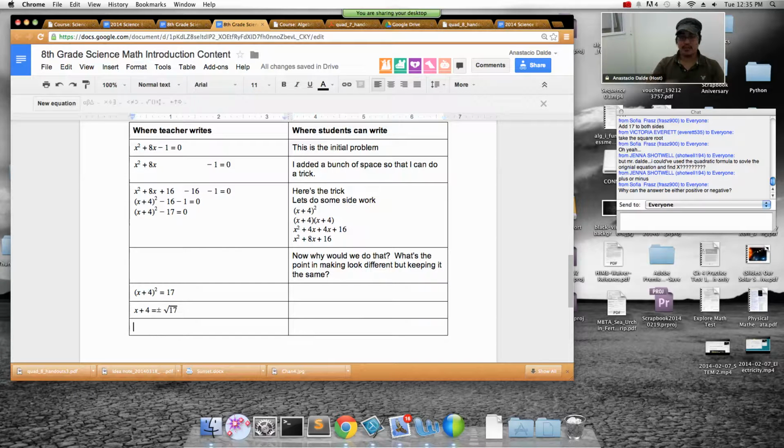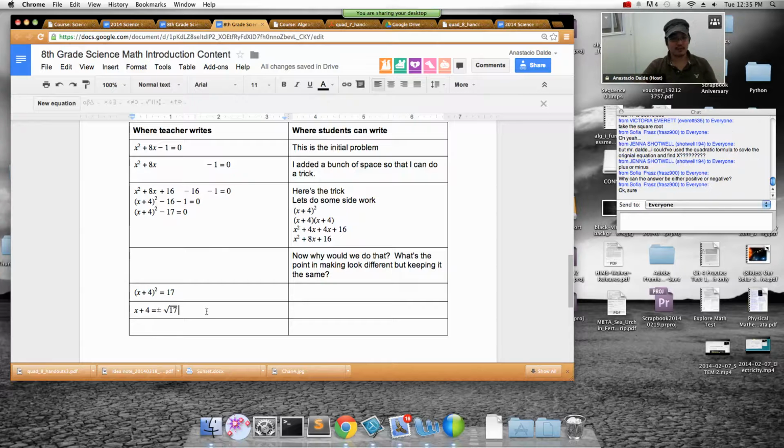Okay? Now, in order to get x all by itself, it's a very simple process. All you simply do is subtract 4 from both sides. And that's my answer. That is a perfectly fine answer. Negative 4 plus or minus the square root of 17.